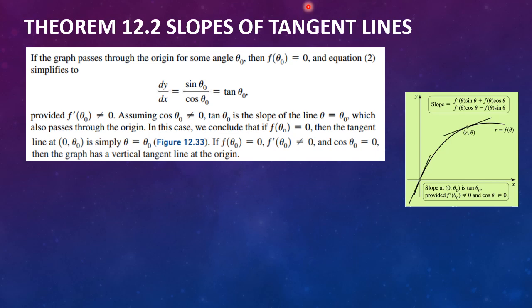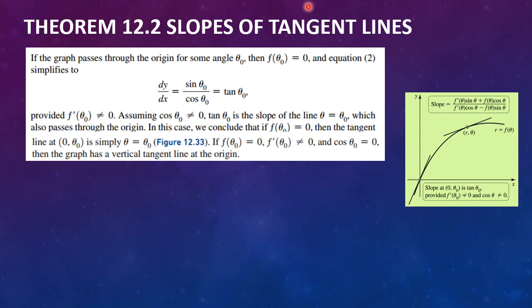If a graph passes through the origin for some angle theta sub 0, then the y value of that polar coordinate, f of theta sub 0, is also going to be equal to 0. And equation 2 simplifies into dy/dx equals sine over cosine at theta sub 0, which of course is equal to tangent of theta sub 0, provided that the derivative at theta sub 0 doesn't equal 0. Assuming cosine theta sub 0 does not equal 0, then the tangent of theta sub 0 is the slope of the line theta equals theta sub 0, which also passes through the origin.